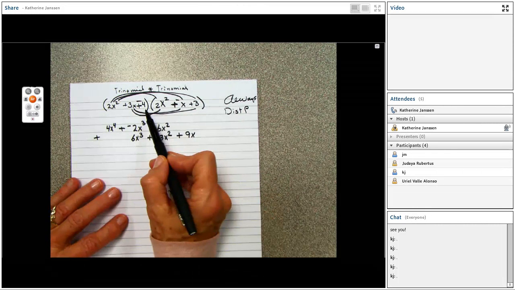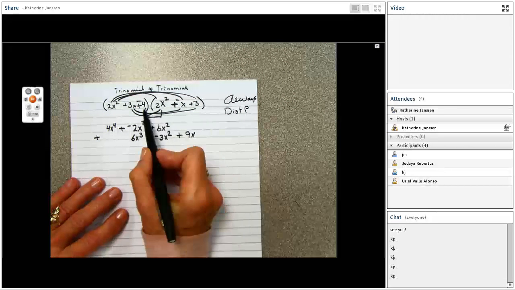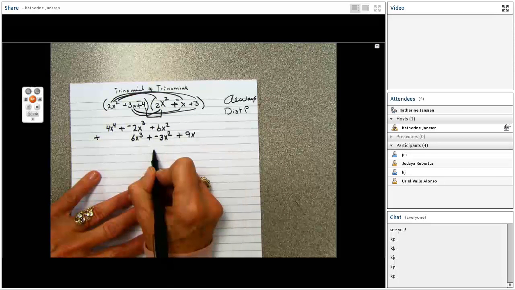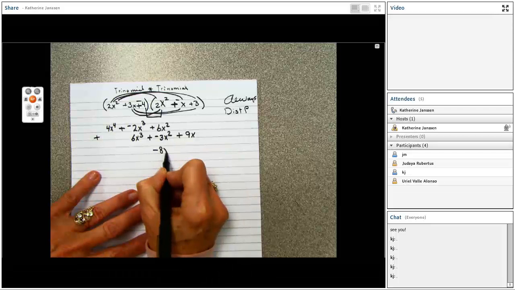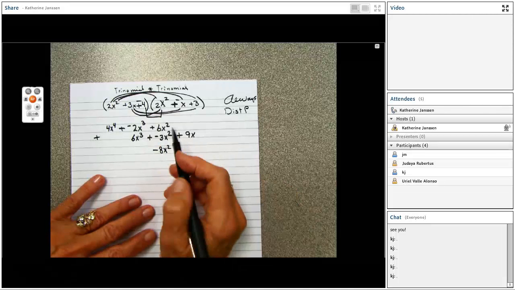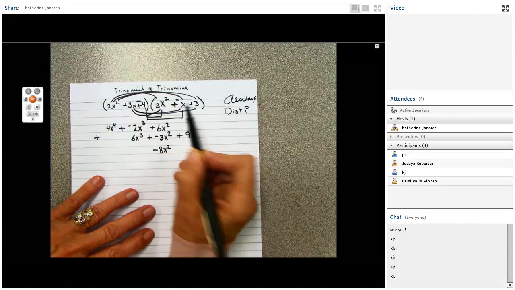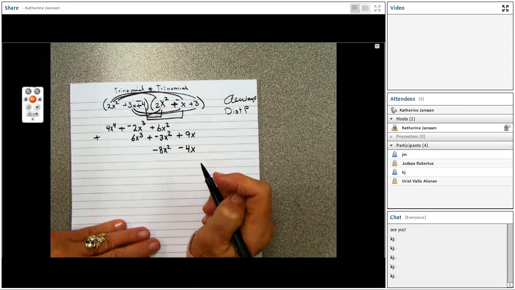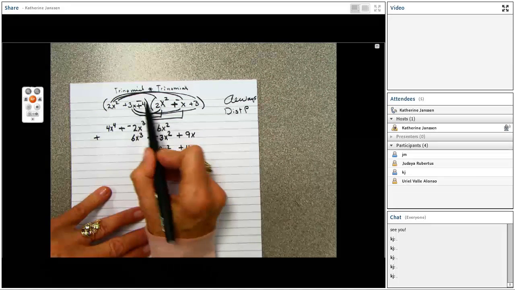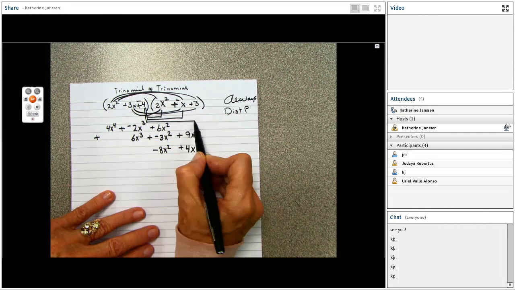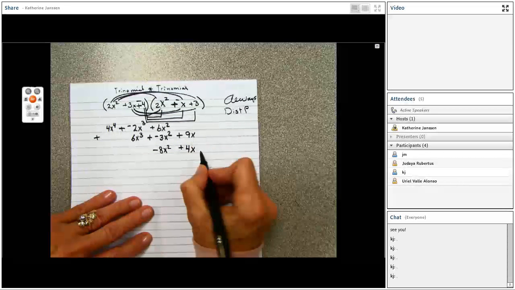And distribute my last term. Negative 4 times 2x squared is going to be a negative 8x squared. A negative 4 times a negative x is going to be positive 4x. And a negative 4 times 3 is negative 12.